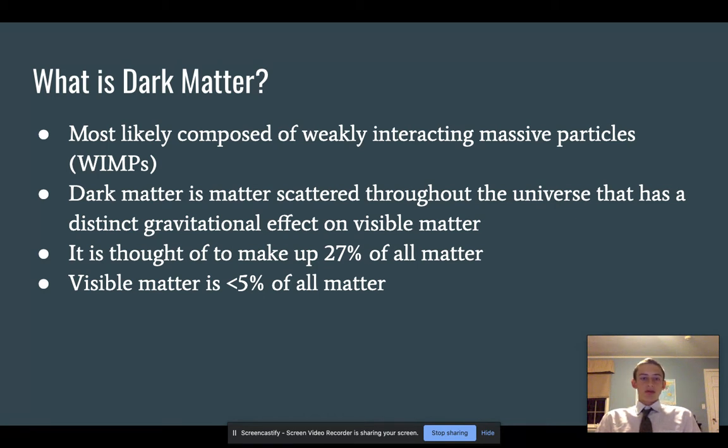Dark matter is scattered throughout the universe, and it has a distinct gravitational effect on visible matter, as I touched on earlier. It is thought to make up 20% of all matter, and it's a lot more significant than visible matter, which makes up less than 5%. And so those are our current theories on that.